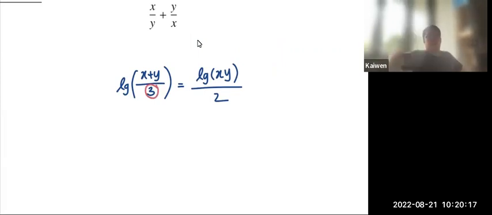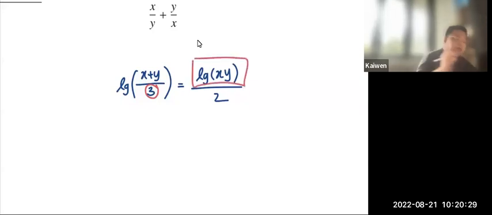A lot of people will just cross multiply the 3 across to the right-hand side. And this is wrong. The very simple reason is because the 3 is within the logarithm. That is not correct at all. Number 2, this one here. This is a very famous mistake that many students will make.